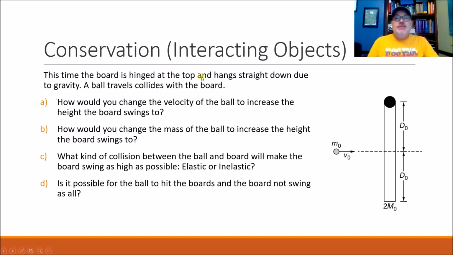This time the board is hinged at the top and hangs straight down due to gravity. A ball travels and collides with the board. How would you change the velocity of the ball to increase the height that the board swings to? Okay, think about that. How would you change the mass of the ball to increase the height that the board swings to? Because we want this board to go out farther. What kind of collision would we have that would make the board swing as high as possible? Should you pick elastic or inelastic?